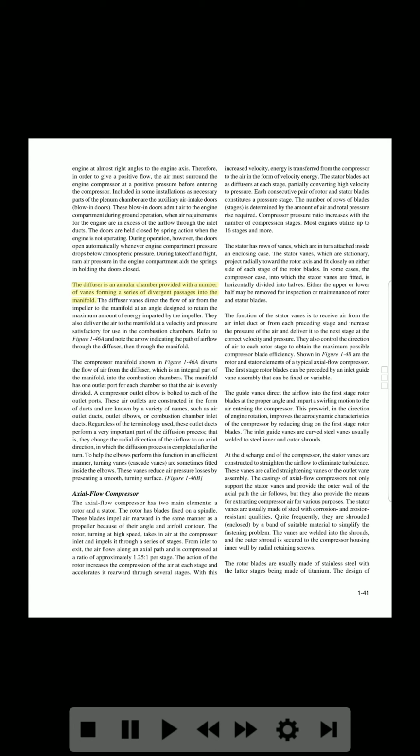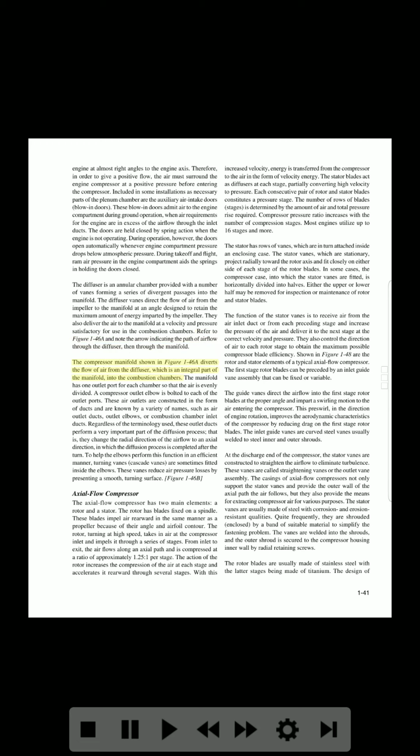The diffuser is an annular chamber provided with a number of vanes forming a series of divergent passages into the manifold. The diffuser vanes direct the flow of air from the impeller to the manifold at an angle designed to retain the maximum amount of energy imparted by the impeller. They also deliver the air to the manifold at a velocity and pressure satisfactory for use in the combustion chambers. Refer to Figure 1-46A and note the arrow indicating the path of airflow through the diffuser, then through the manifold.